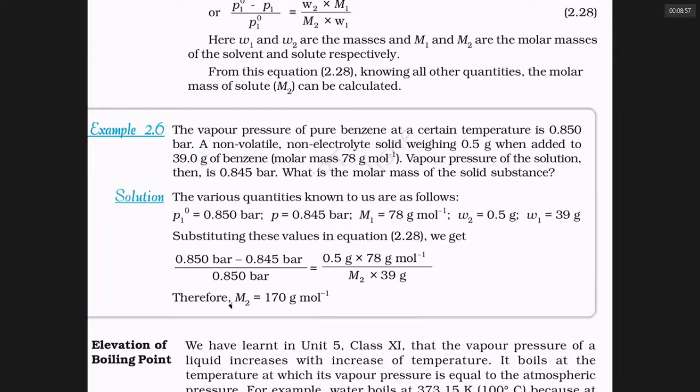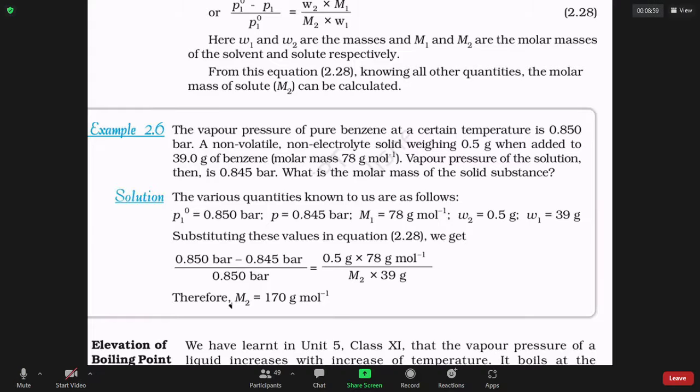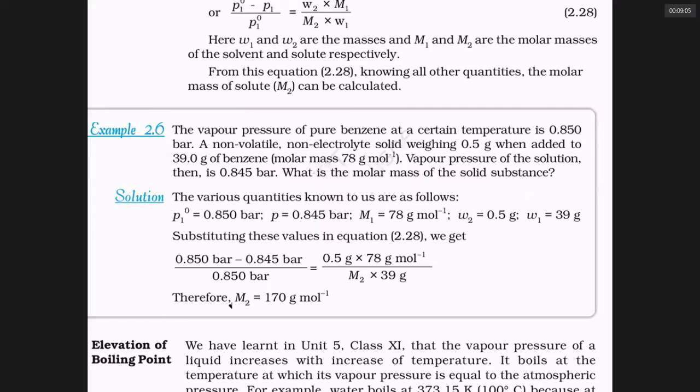Yes, sir. I think it is likely to be glucose. Glucose molecular weight is 180. The answer is 170. When you are doing an experiment, slight variation will come because of experimental errors. But we don't know. Are we very clear about it, sir?